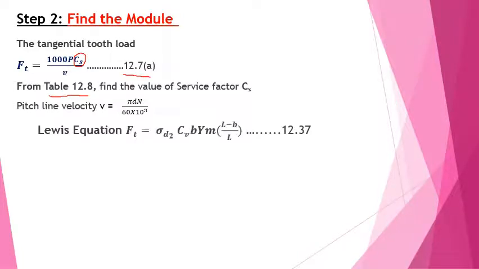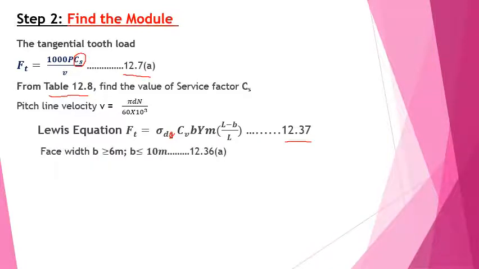Then we have the Lewis equation given by equation number 12.37 for the bevel gears, where Ft is equal to sigma d into Cv into B into capital Y into m into (L minus B) over L. So this is the equation. If the gear is the weaker member, we put sigma d2, and capital Y is given by pi into small y, where y is replaced by y2. Similarly, if the pinion is the weaker member, we replace it by sigma d1 and y1 respectively.